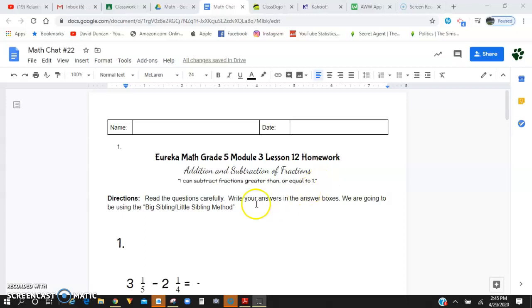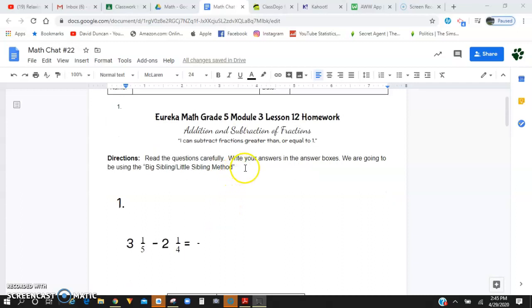Okay. I'm going to start with, oh, no, we're not going to be using the big sibling, little sibling method. We are going to be using the convert and solve method for these mixed numbers. We're going to start off with 3 1/5 minus 2 1/4. So we're going to go over to my whiteboard.